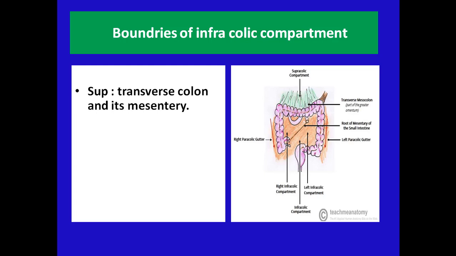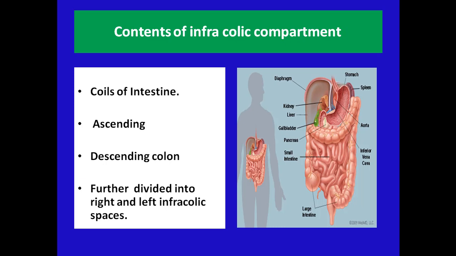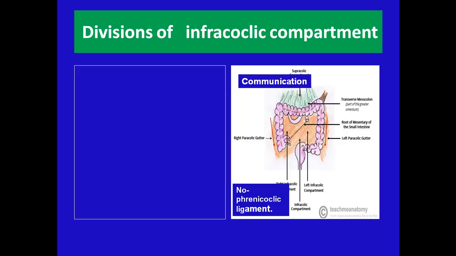The infracolic compartment lies below the transverse colon and its mesentery. Superiorly, it is bounded by the transverse colon and its mesentery. On the right lateral side of it is the ascending colon. On the left lateral side is the descending colon. Below and to the left of it is the sigmoid colon. The contents of the infracolic compartment are coils of intestine, ascending colon, and descending colon. It is further divided into right and left infracolic spaces.